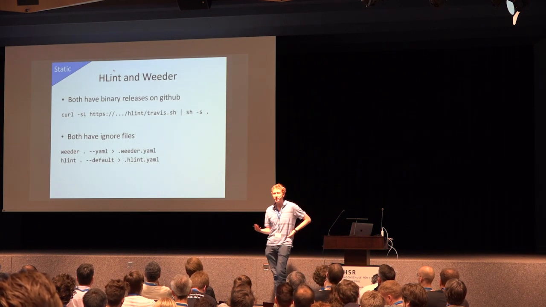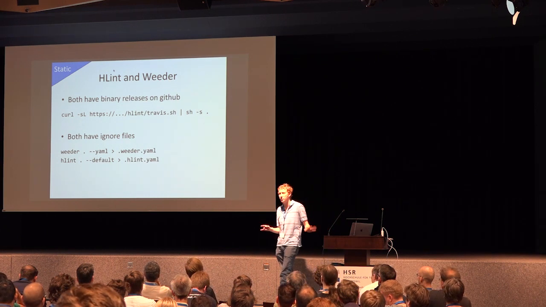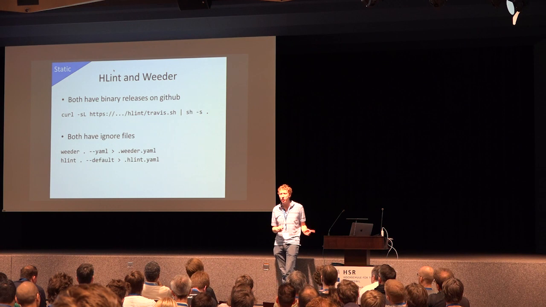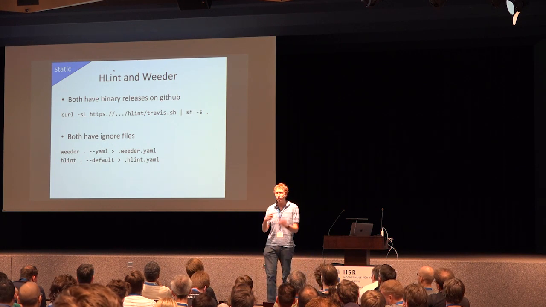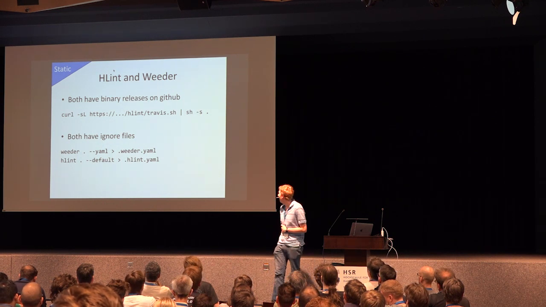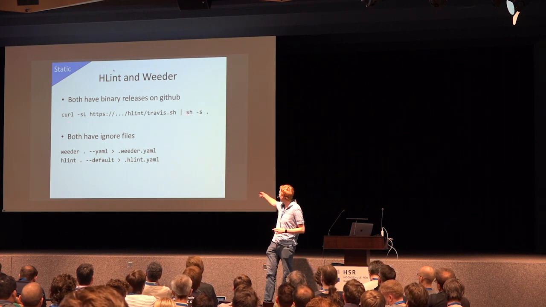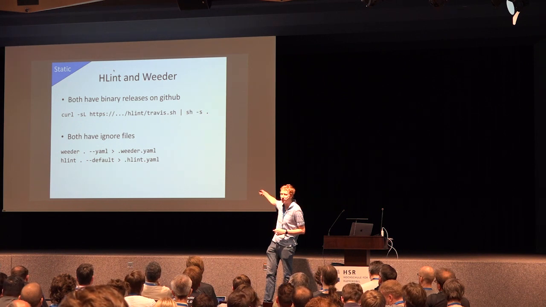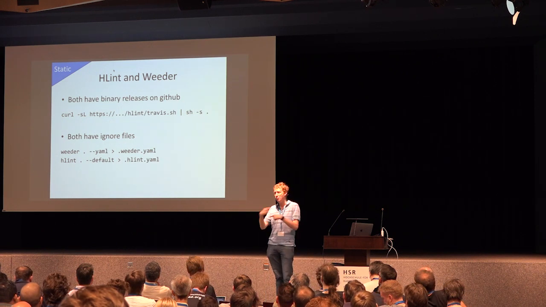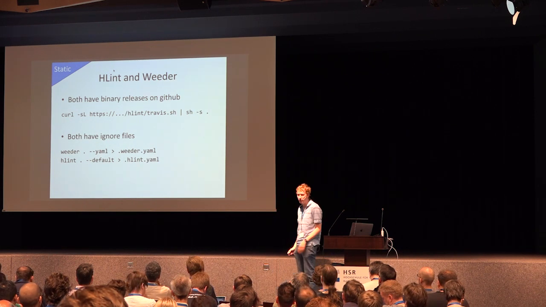So for both HLint and Weeder, they both have binary releases on GitHub. I don't usually make binary releases of my Haskell projects. I don't think many people do, but they do. And that's so you can run them on things like Travis or Appveyor without installing all their dependencies or bloating your compile times just to get the static checker. And to run, say, HLint on Travis, it's as simple as this command line where this dot is the argument to HLint. Essentially, there's a shell script that you can use to boot up, downloading HLint, running it with your command line, and then cleaning it all up afterwards. So very easy to add.